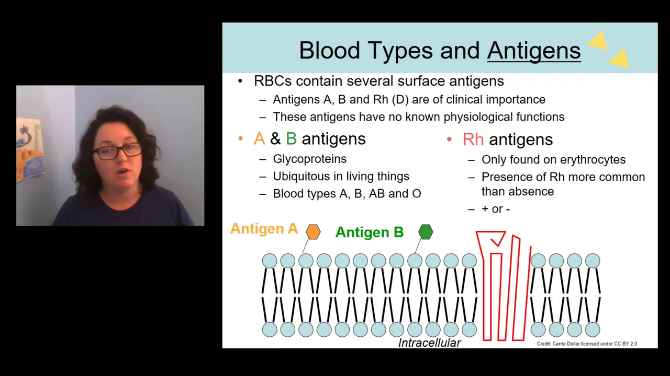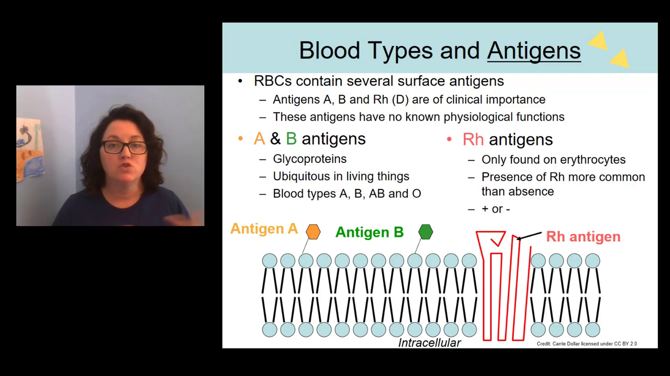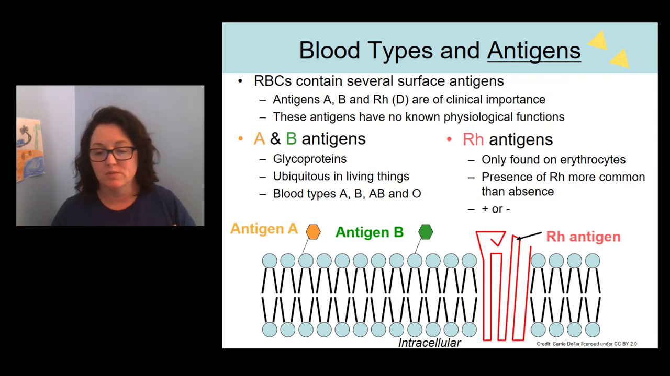And then we have the RH antigen. So the RH antigen is not a glycoprotein. It's actually a large intramembrane protein. And it's not ubiquitous in nature. It is absolutely only found on red blood cells. So it's not very common except for on red blood cells. And again, this will become significant later.